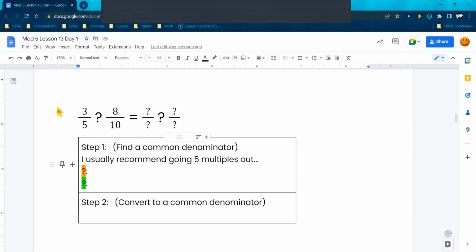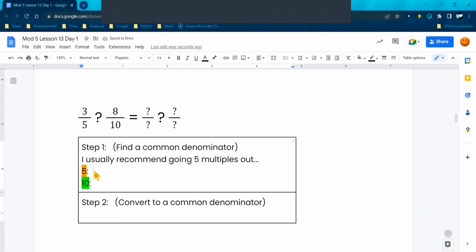Let's go to our next problem, you guys. We have 3/5 and 8/10. So again, I'm looking at our denominators. I'm not worried about my numerators until step 2. So we just look at the denominators, which is our bottom numbers. We have 5 and 10. So in the orange one, my orange question mark, I'm going to write a 5 because it's first. And then underneath my orange is a green one. So I'll write my next number, 10. So I have 5 and 10.